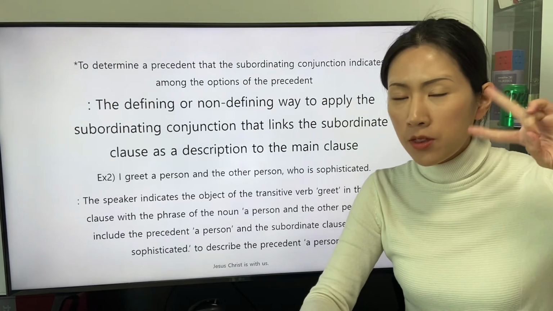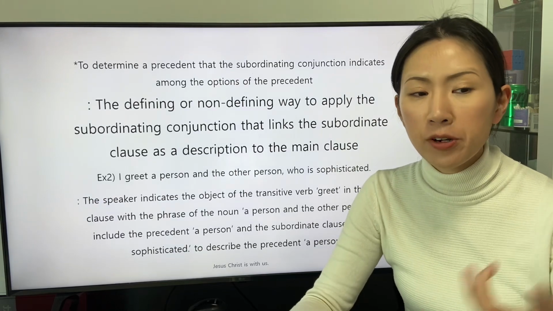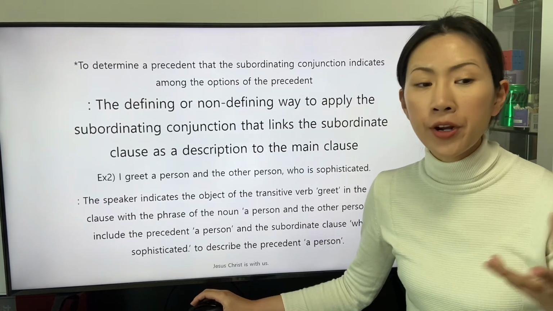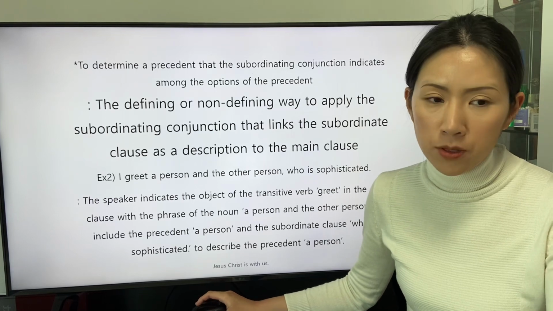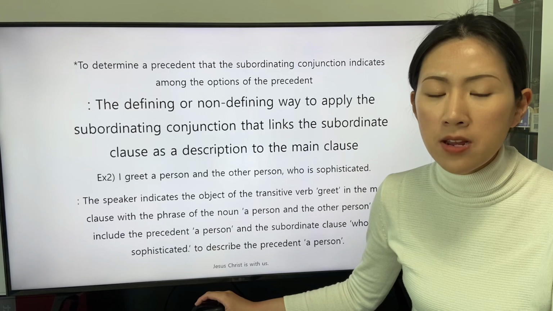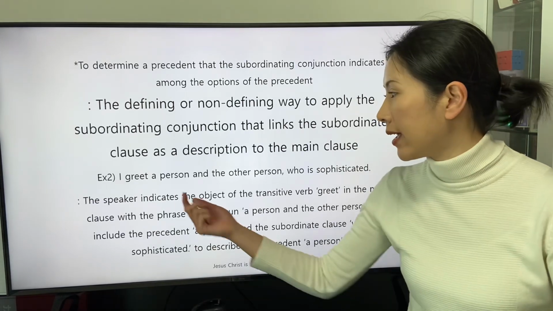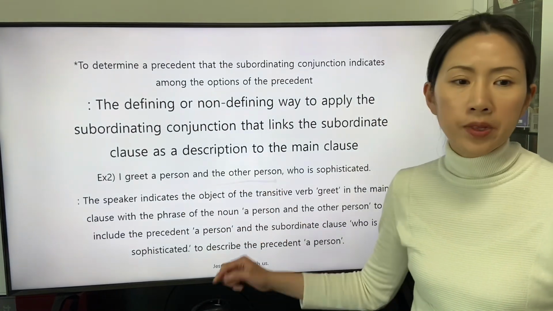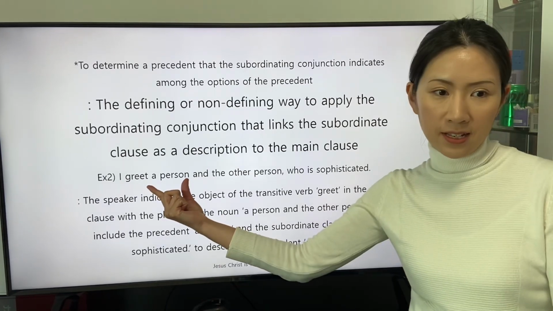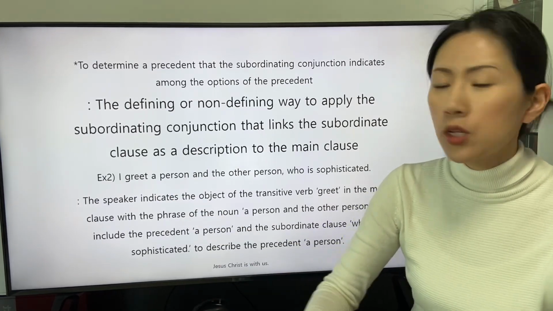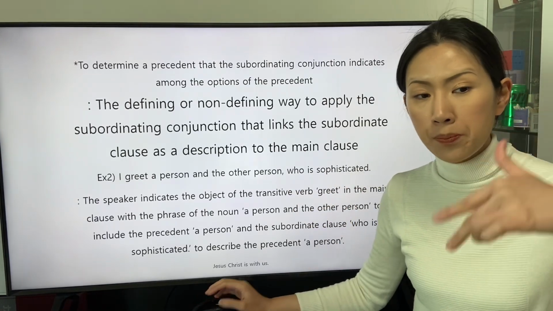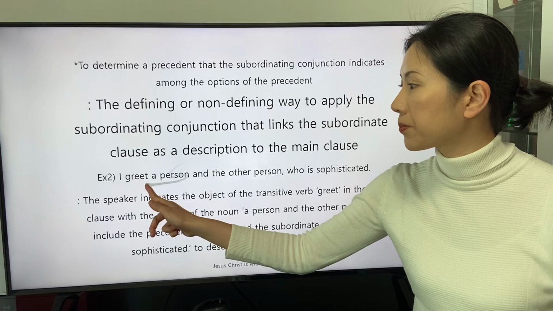There is the second sentence: I greet a person and the other person who is sophisticated. The speaker indicates the object of the transitive verb greet in the main clause with the phrase of the noun a person and the other person, to include the precedent a person and the subordinate clause who is sophisticated to describe the precedent a person.